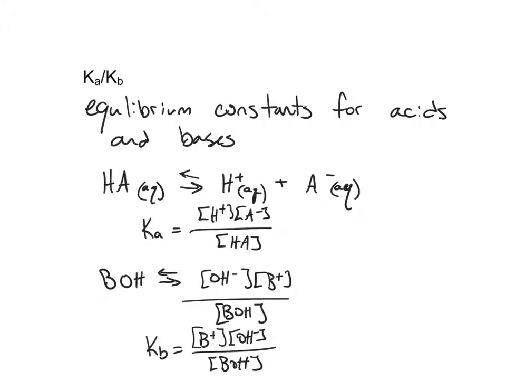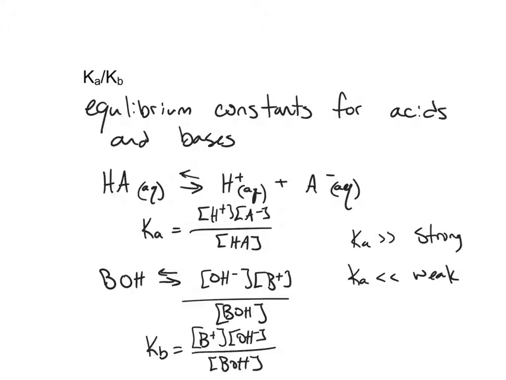The same sort of relationship exists for bases. If you have a general base, BOH, split up in dynamic equilibrium, you've got B plus and OH minus over the original concentration of the base. The equilibrium expression for a base is Kb is equal to this. Once again, products over reactants. And we mentioned this on the last slide, but it's worth repeating, that if the Ka is really, really big, then it's considered to be a strong acid, and if the Ka or Kb is really, really small, we consider that to be a weak acid.